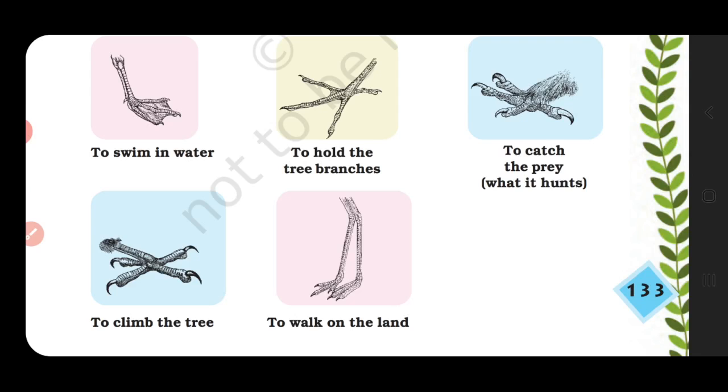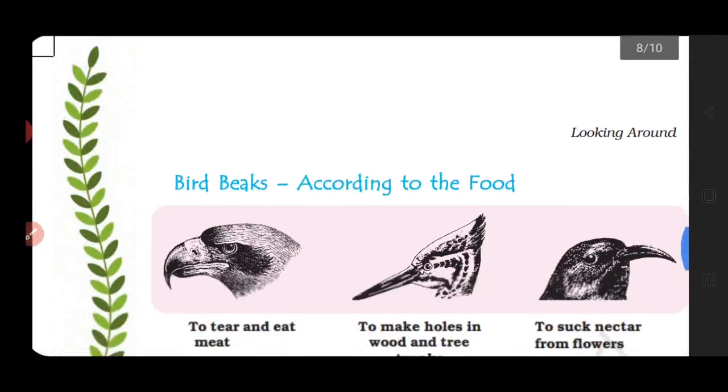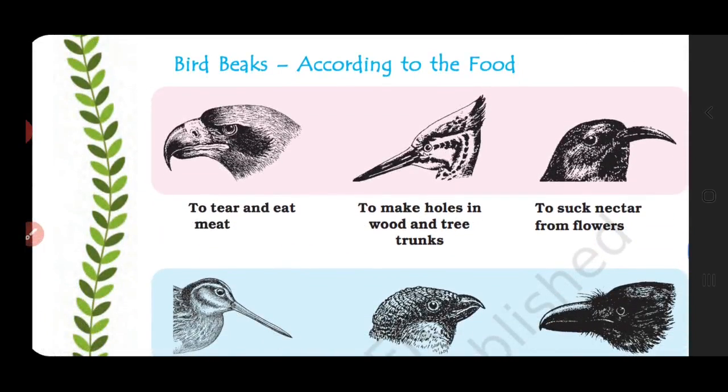The bird which can climb on the tree will have this kind of feet. And to walk on the land, you can identify easily, it is an ostrich, right? They can walk on the land very easily. Okay, right. And next, even the beaks differ. This is because of the food, where they can get their food and how they can eat, so for that it is adapted like this.